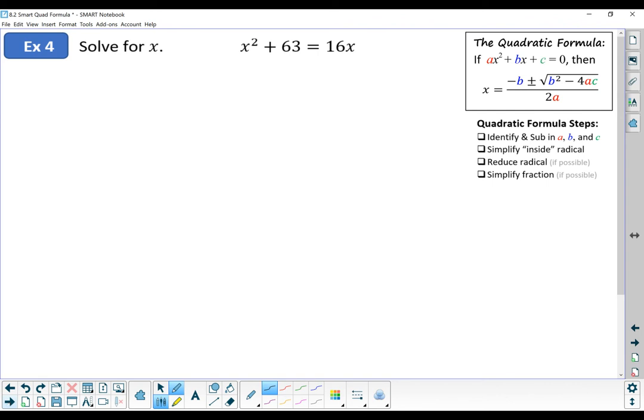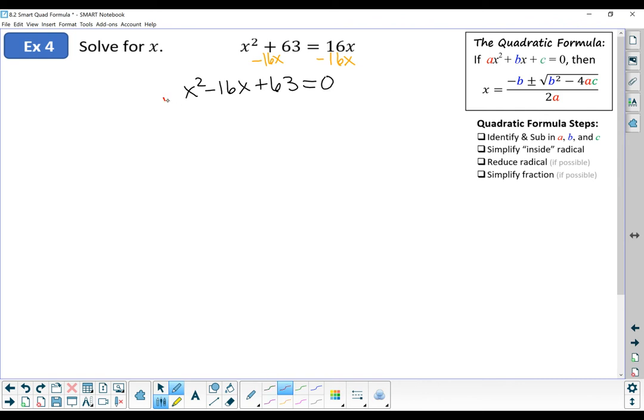Okay, last one. X squared plus 63 is equal to 16x. So again, this is not in standard form equals 0. So we've got to move some terms around so that we can identify our a, b, and c. We need to subtract the 16x, and it's going to go right in between those two. So x squared minus 16x plus 63 is equal to 0.